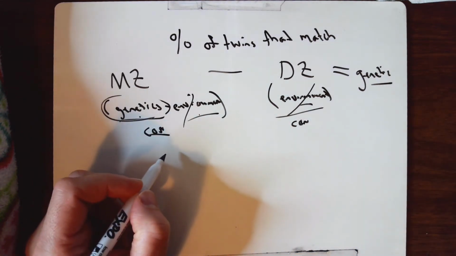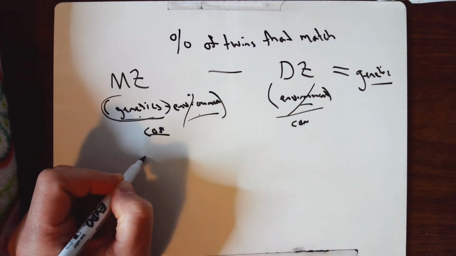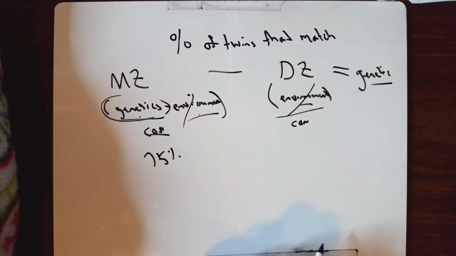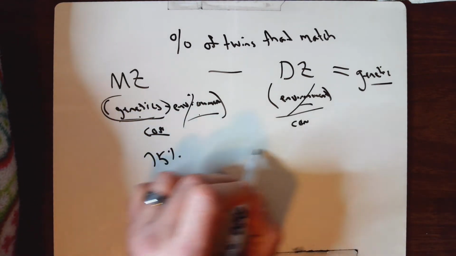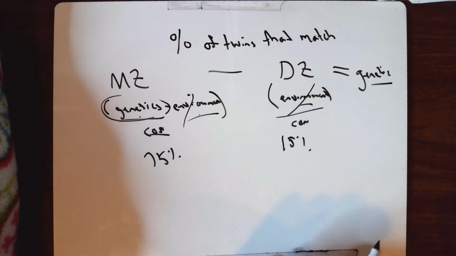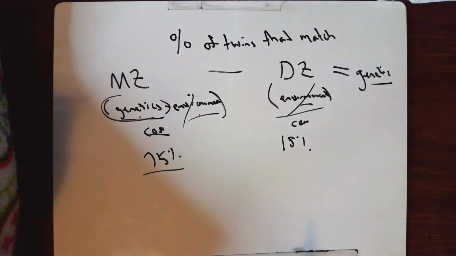So if I've got a trait where in monozygotic twins the concordance is 75%, and then dizygotic twins, the concordance for that trait is 15%. And let's not lose sight of what we mean. What we mean is that when twins are identical, 75% of the twins for that trait, if they're identical twins, match. They have the same trait.